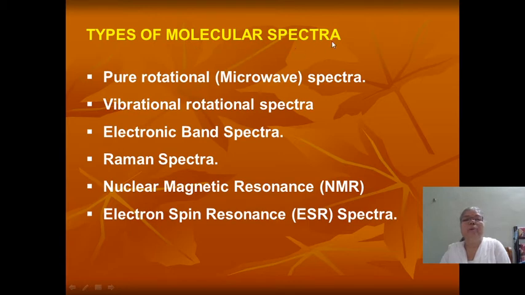Then the types of molecular spectra. In this chapter, you will understand the pure rotational spectra, and rotational spectra is also called microwave spectroscopy. Then the vibrational rotational spectra, then electronic band spectra, Raman spectra. Nuclear magnetic resonance is not included in our syllabus for physical chemistry. Again, electron spin resonance is also not included in our spectroscopy chapter. But these are the molecular spectra.